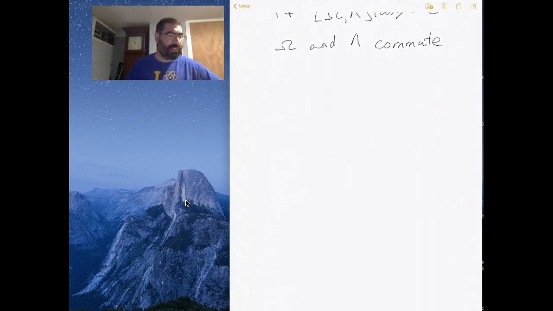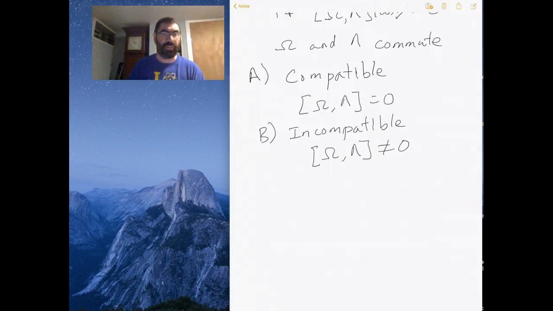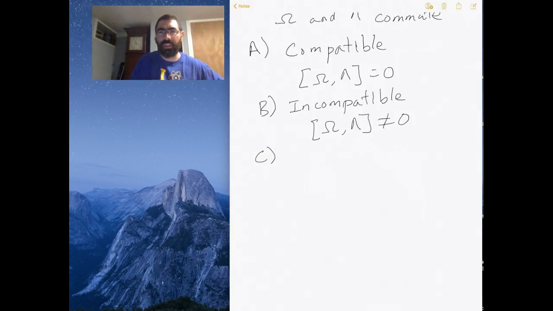So we can classify these variables. We have compatible variables, which are the ones where the commutator is equal to 0, or we have incompatible variables, where the commutator is not equal to 0, so it gives you a non-zero result. The third option is everything else, something that doesn't fit in the compatible or incompatible category.